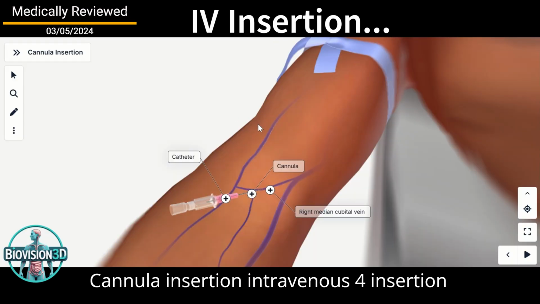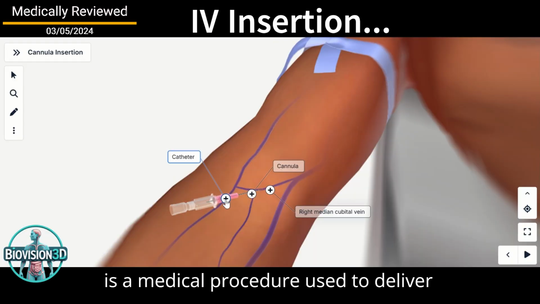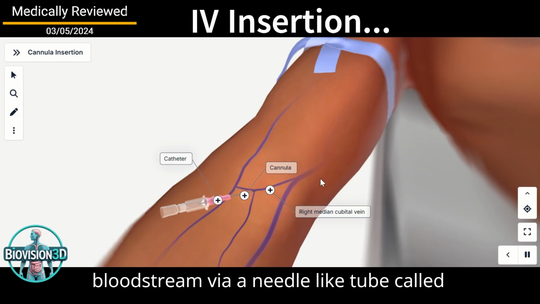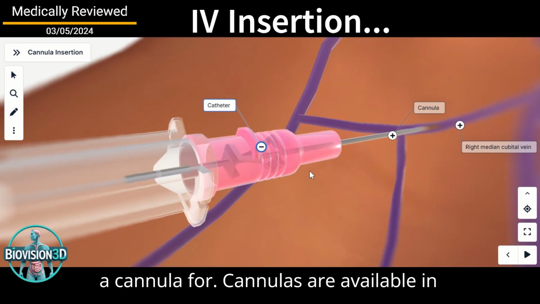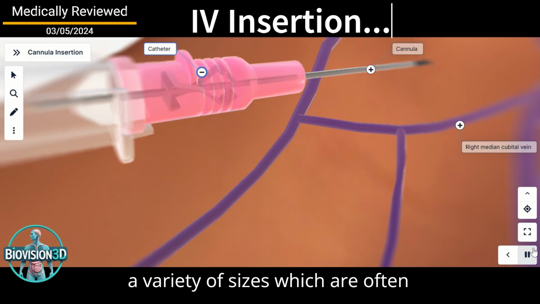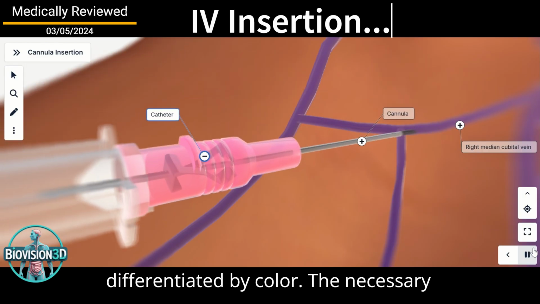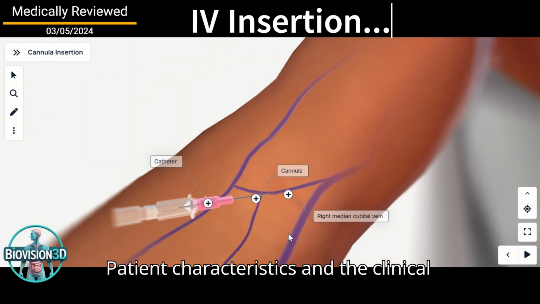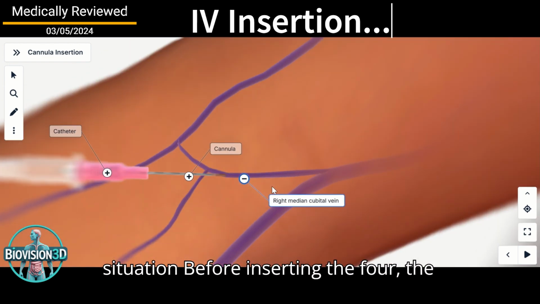Cannula insertion. Intravenous (IV) cannula insertion is a medical procedure used to deliver medication or fluid directly into the bloodstream via a needle-like tube called a cannula. IV cannulas are available in a variety of sizes, which are often differentiated by color. The necessary cannula size is determined by assessing patient characteristics and the clinical situation before inserting the IV.